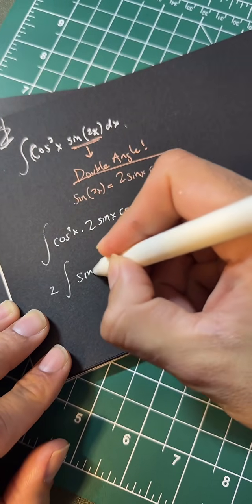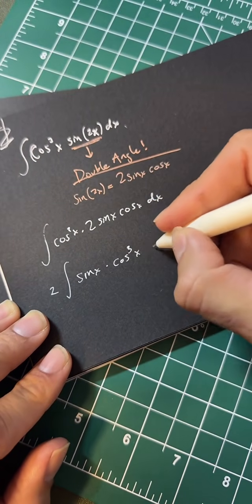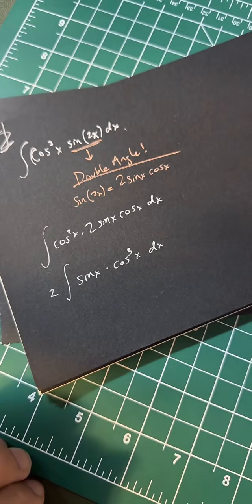Okay, so we're going to do sine x times, well, we have a cosine times cosine. That is cosine cubed x dx. And think about what happens next.